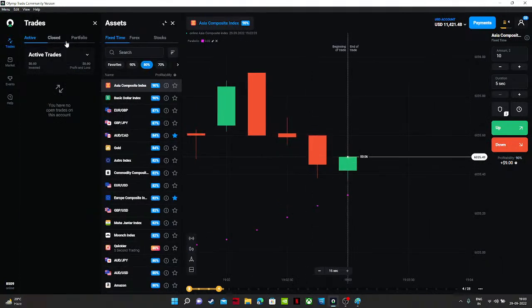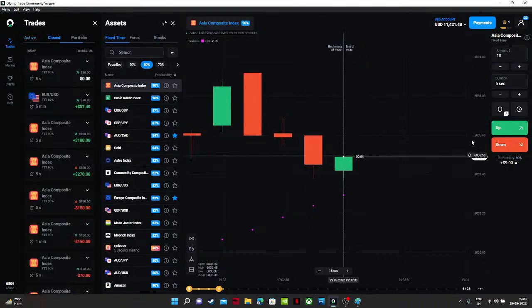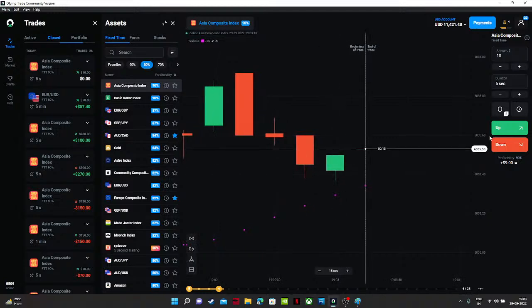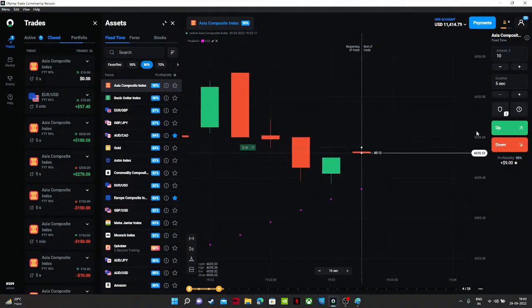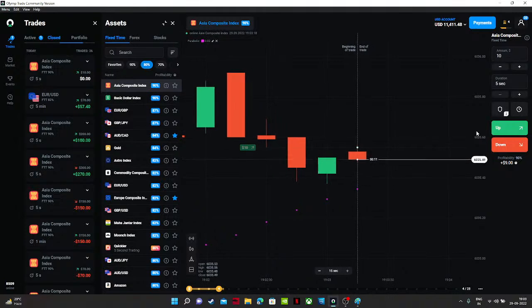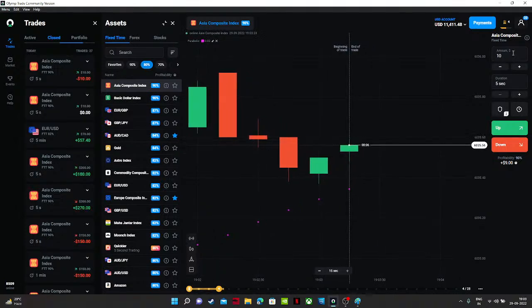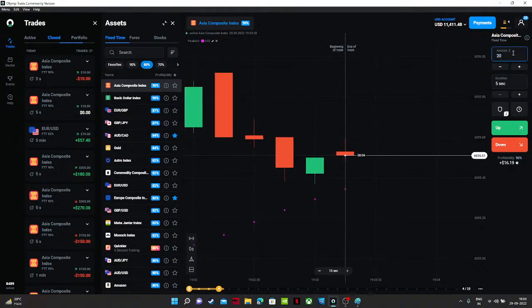For example, I'll enter into a trade for you guys. Next candle will appear in 3, 2, 1. Okay, green. So I entered into the upside trade here, $10. Okay, so we lost this trade. No worries. We'll use the martingale formula, $20.